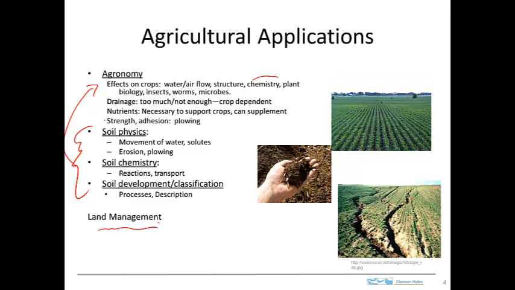And so all of these subdisciplines really feed into the agronomy application, and they're all important for land management. How do you decide what to do at a particular field in order to maintain the ability for it to produce crops? And you can see, for example, over here, there were some poor management practices that led to this high erosion, and you can imagine that it would be difficult to get a tractor through this field and plow it.